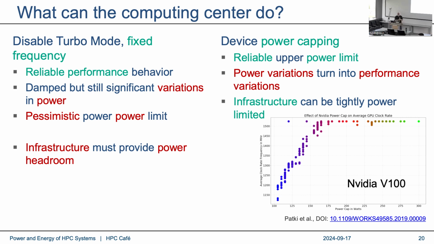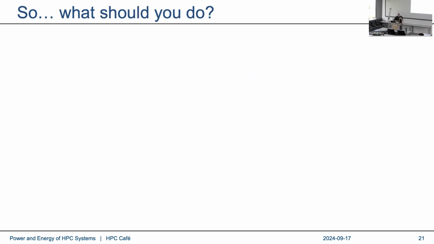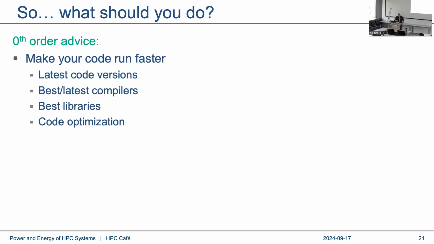Okay, so wrapping it up, what should you do? I've taken points of view of different people here, users of computers and computing center people. So what should you do as a user? To zeroth order, even if you don't care about energy and cost, what you should do is make your code run faster, because that is good for your CPU time allotment. You do more work per CPU hour, and it may also be good for power consumption, may or may not, depending on how the optimizations go.